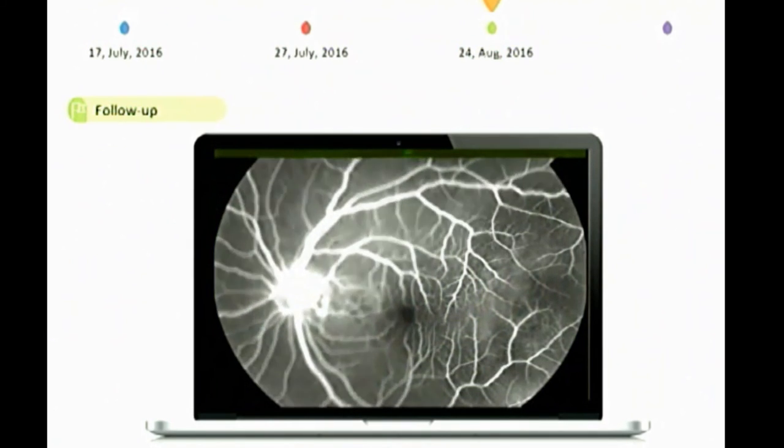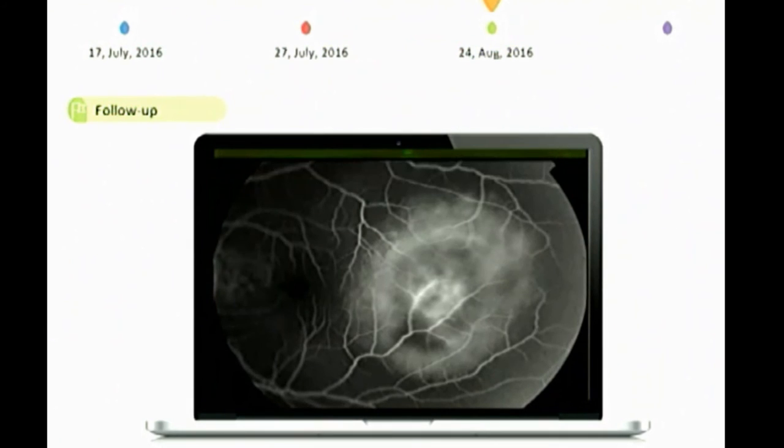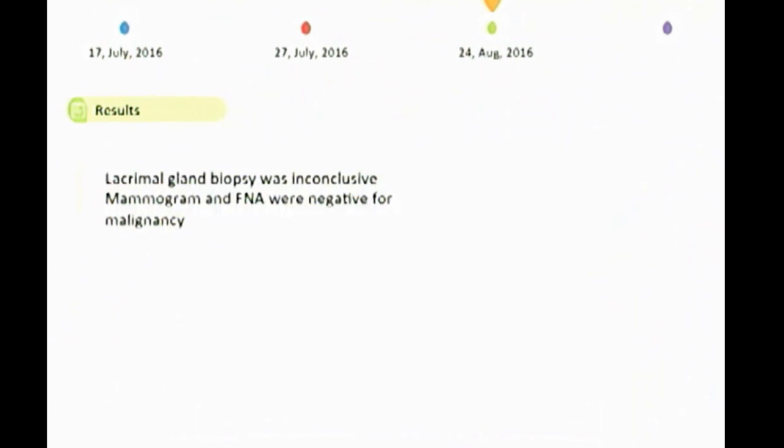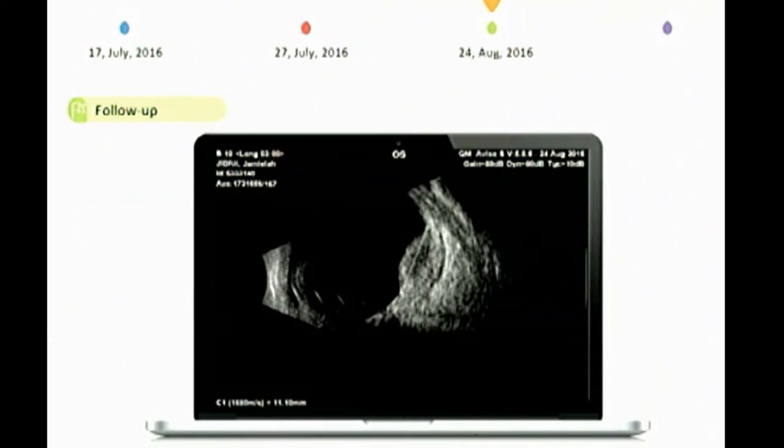This is the FFA, again showing early hypofluorescence and late hyperfluorescence. This is the B scan that shows the size of the mass tripling, reaching approximately 10 millimeters in transverse diameter. And so at this moment, what would you think? The patient is on anti-TB medication for 1 month, and she's not responding, and her condition is getting worse. So what are your thoughts about this? Need help here.